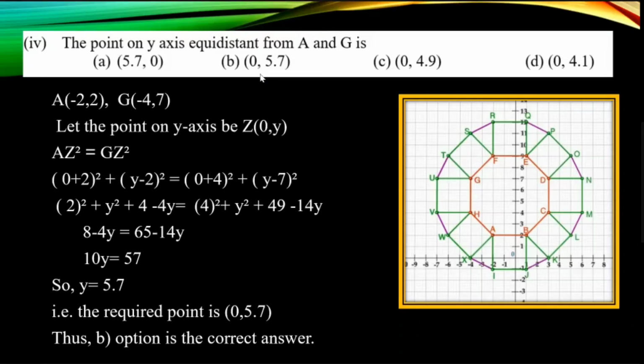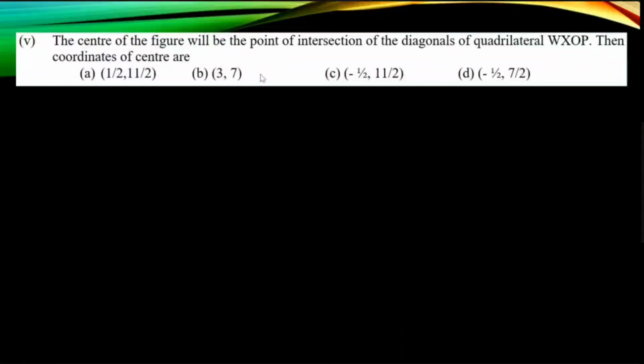Let us come to the last part of the case study. The center of the figure will be the point of intersection of the diagonals of the quadrilateral WXOP. Then the coordinates of the center are, let us try to see the figure once again. They are asking for the point of intersection of the diagonals of WXOP. So what are the coordinates of WXOP?